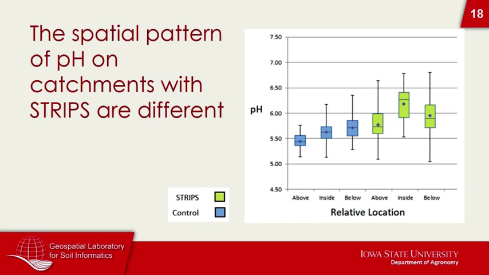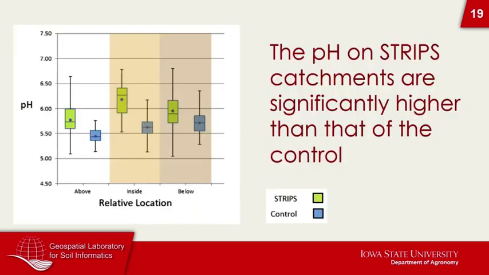Above the strip is slightly lower than inside the strip, which is significantly higher, and below the strip is slightly lower. So there's a hump-shaped pattern associated with pH on the catchment with strips. It goes without saying that these are all statistically significantly higher, so we conclude that the strips increase the pH of a field that they're applied on.